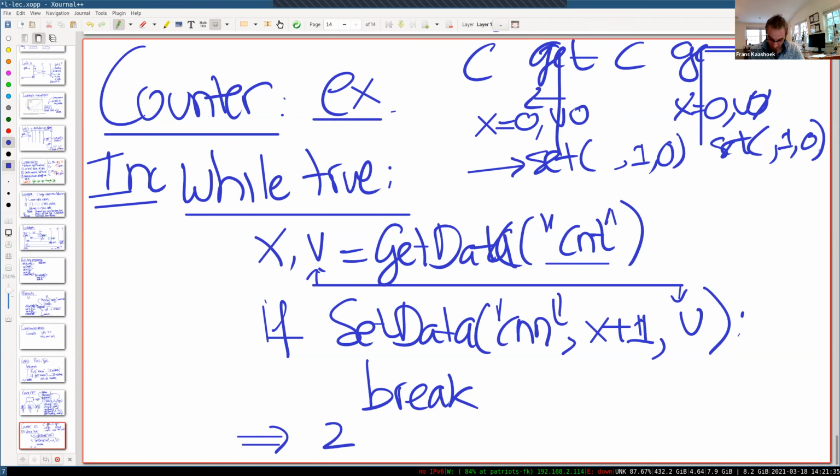Okay. Does that make sense? If you've done any lock-free programming in the past, then this might all look very familiar to you. ZooKeeper encourages this style of lock-free programming.